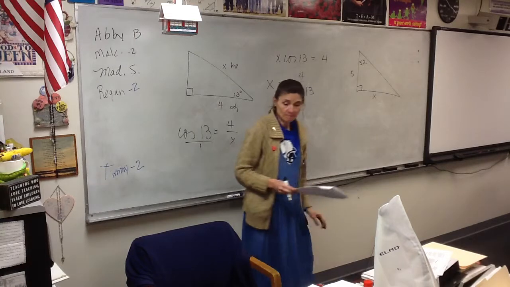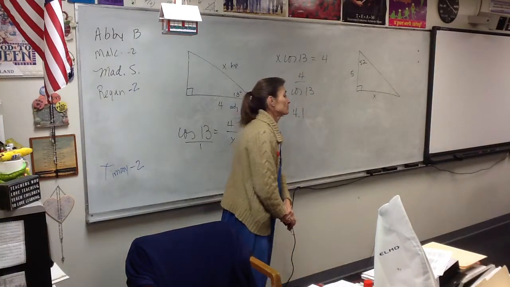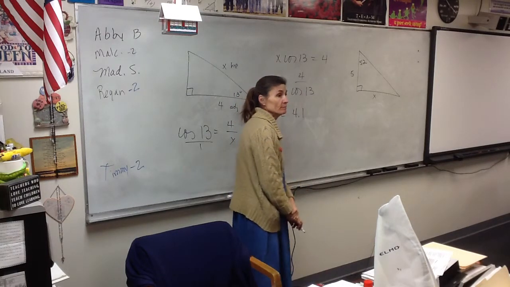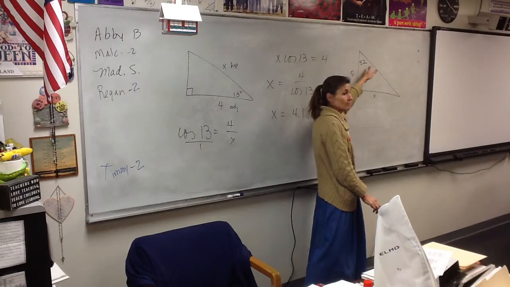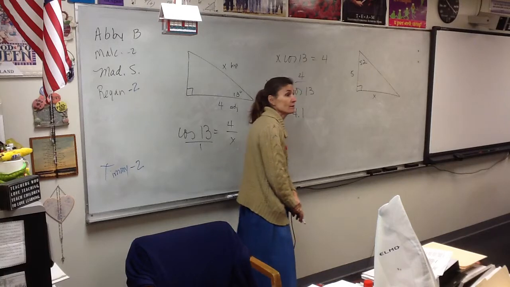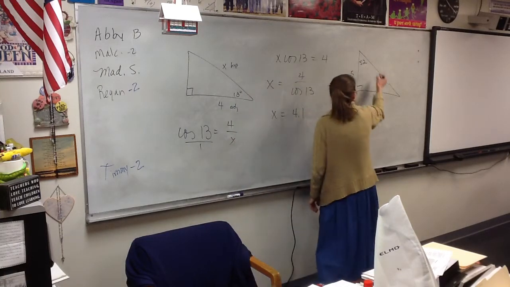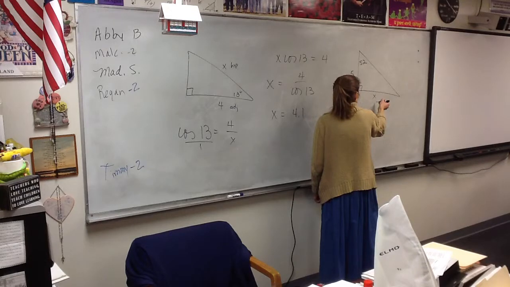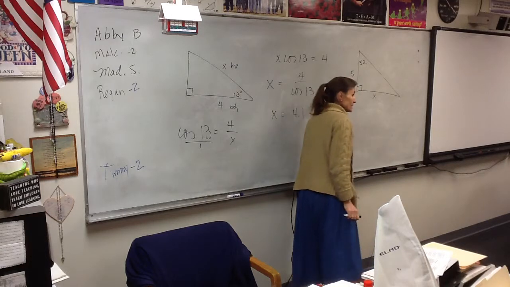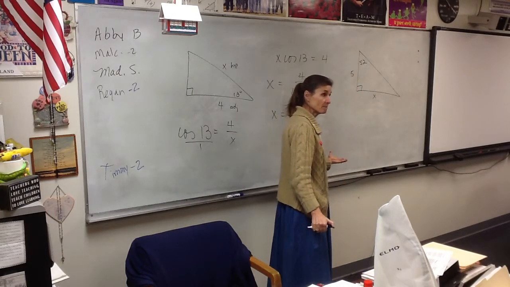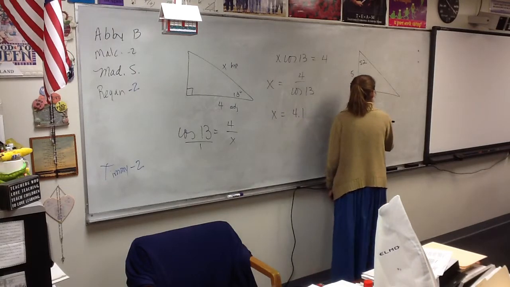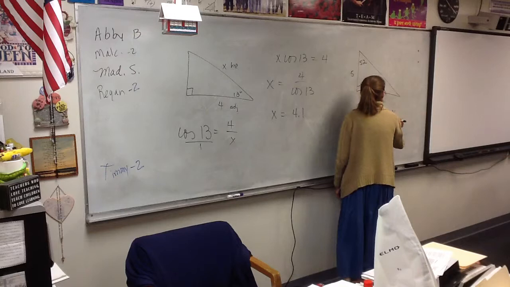Let's take a look at this one. We need to figure out which function we're going to use. So we got to take a look at our 52. Never use the 90. Always use the other angle. So we're looking at the 52. Which side is this? Opposite. Which side is this? Adjacent. So which function is that? TOA, tangent. So we'll say the tangent of 52 equals opposite over adjacent.